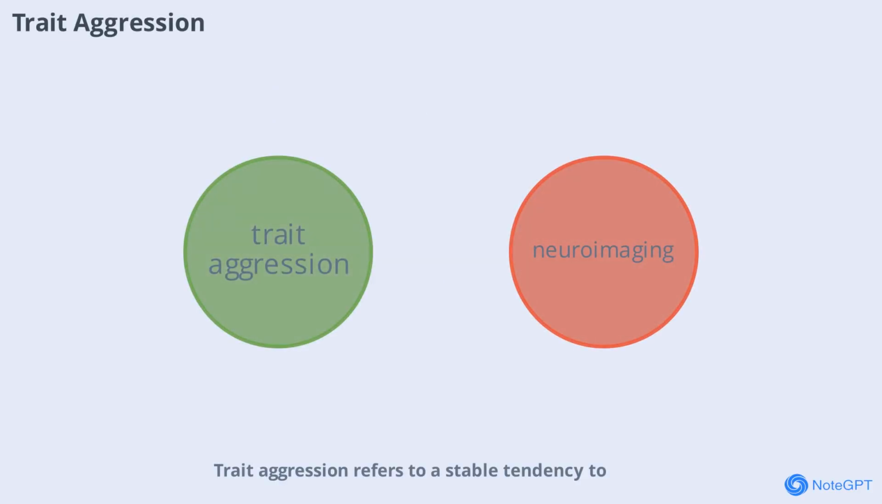Trait aggression refers to a stable tendency to respond with anger or aggression across time and contexts. Neuroimaging studies link aggression with functional differences in circuits involving the prefrontal cortex and limbic regions. The key idea is that aggression risk may involve an imbalance between bottom-up reactivity, like threat or frustration, and top-down control, inhibition and regulation.